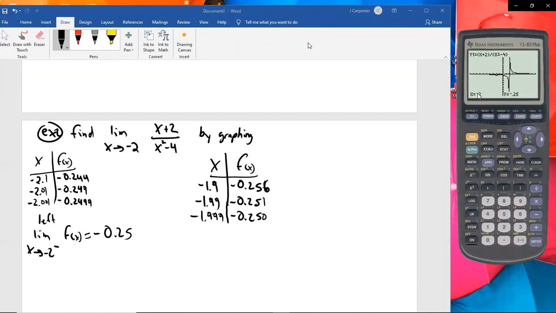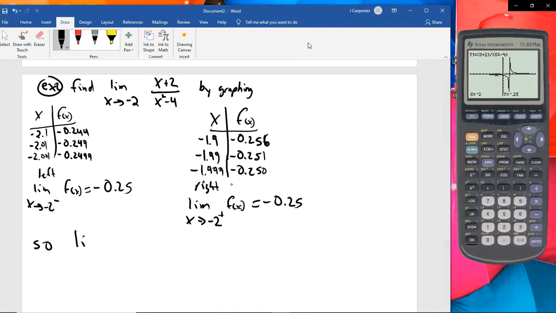So that's kind of weird, because it says when I plug in negative 2, I get negative 0.25. This is just a display round. It did not actually plug in negative 2. It plugged in negative 1 point and then however many nines. That's just a display issue. So it seems from the right, and I didn't forget the minus sign, the limit as x approaches negative 2 from the right of our function also appears to be negative 0.25. So since those numbers match, the limit as x approaches negative 2 from either side of x plus 2 over x squared minus 4 is negative a quarter, 0.25.